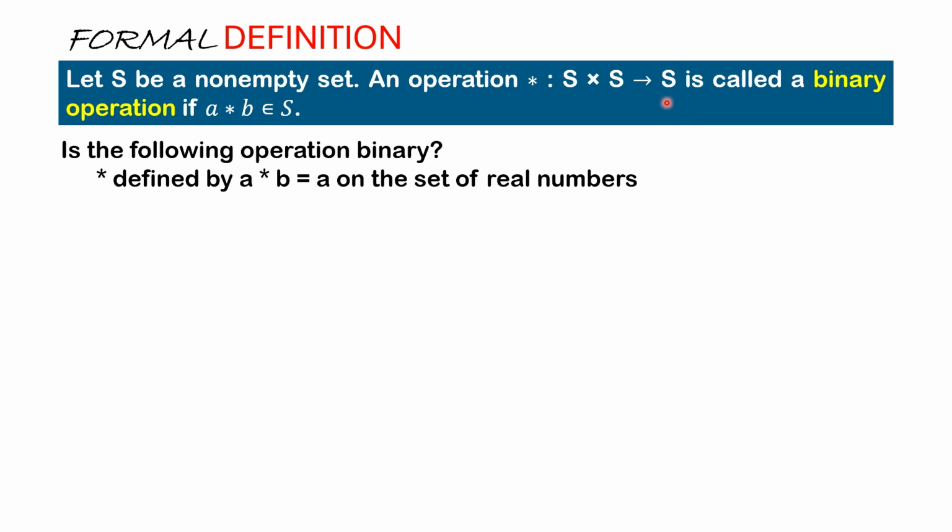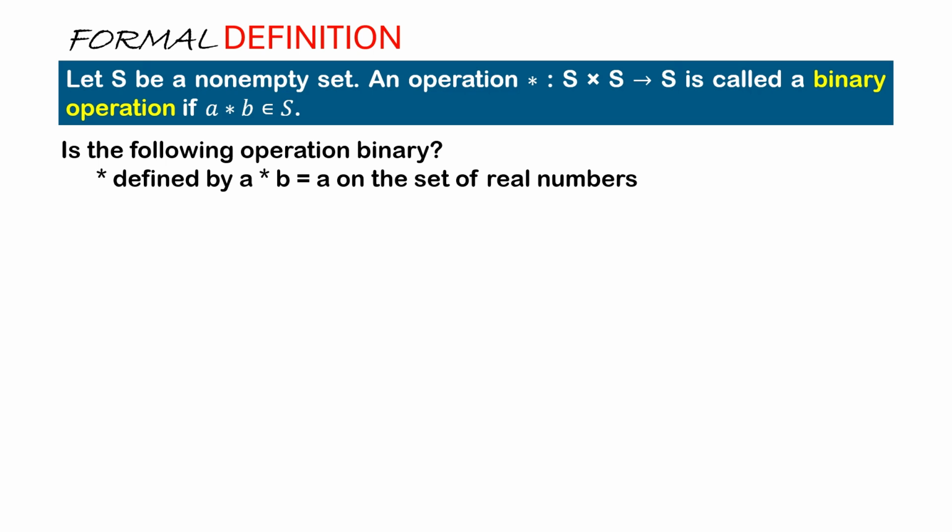When is it called a binary operation? This star, when A star B belongs to S, where A is coming from S, B is also coming from S, and their final output, which is represented as A star B, is also coming from the same set.